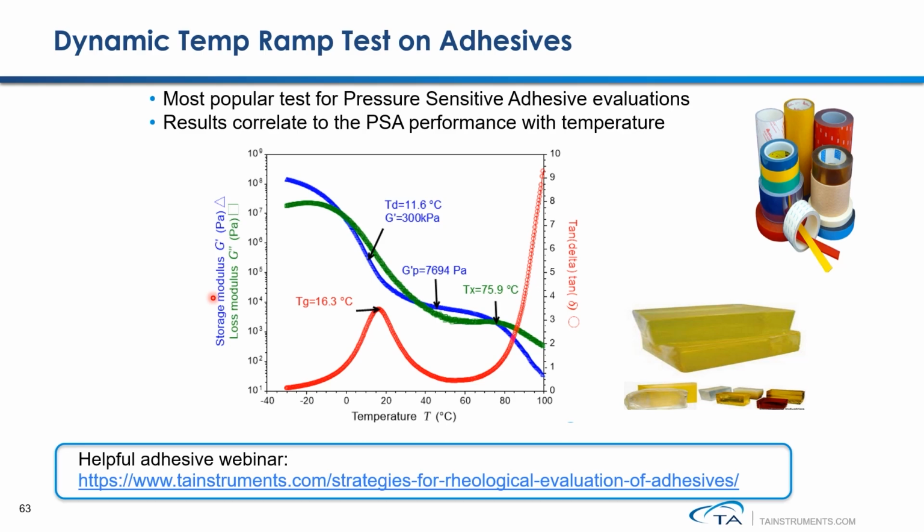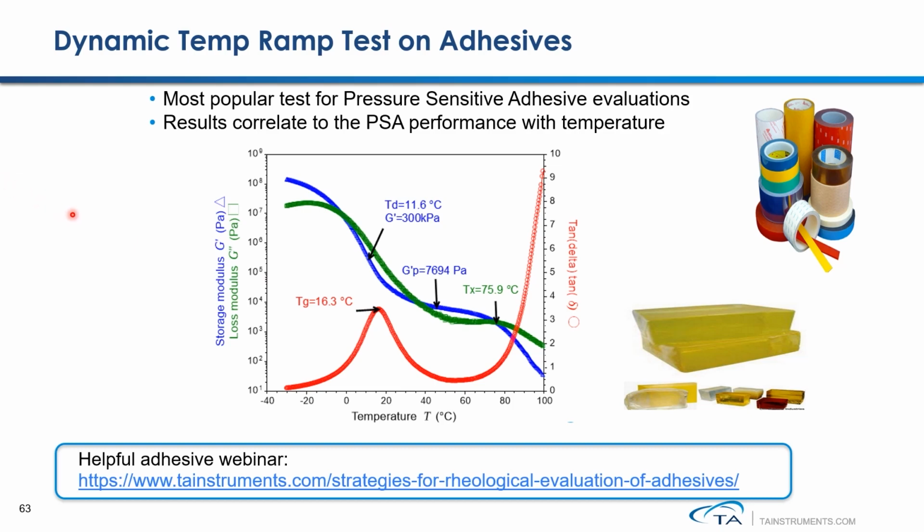First of all, the glass transition is observed at 16.3 degrees Celsius, based on the location of the tan delta peak. Below the glass transition, the sample is hard and brittle and has no tackiness. So the glass transition temperature is usually considered the lowest application temperature of this adhesive.